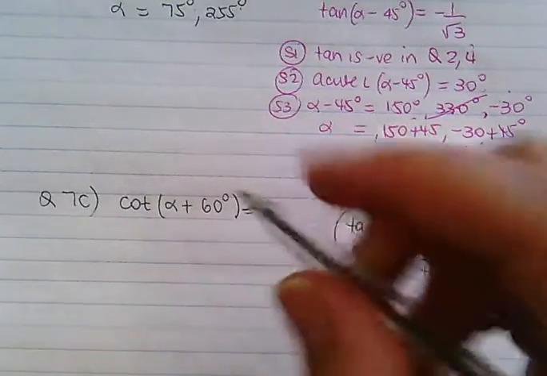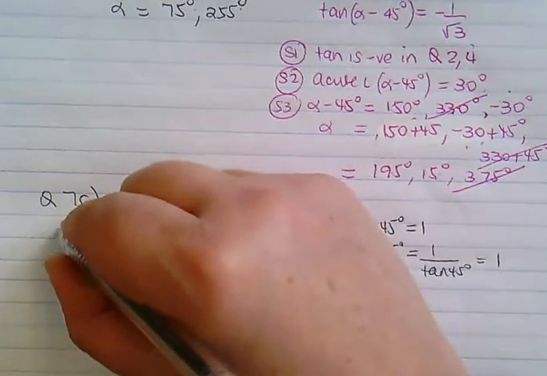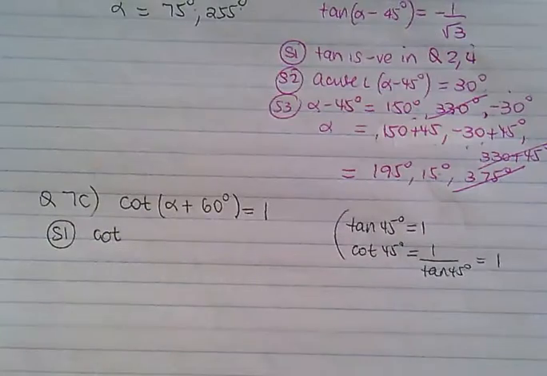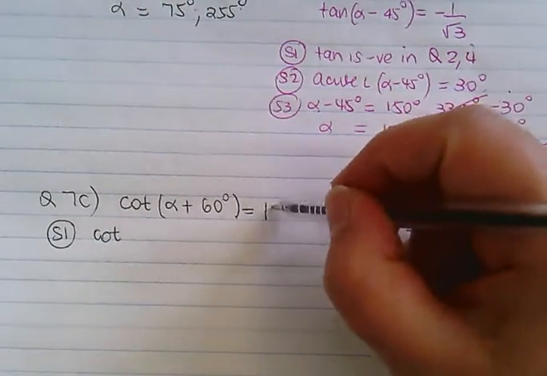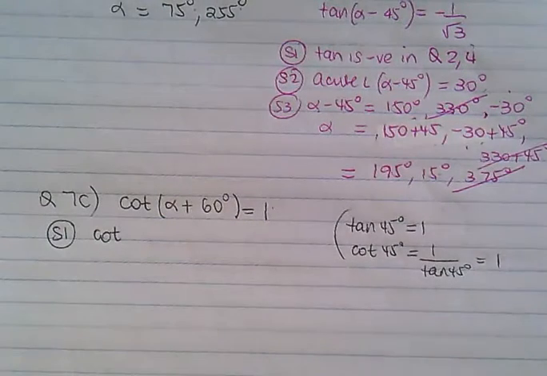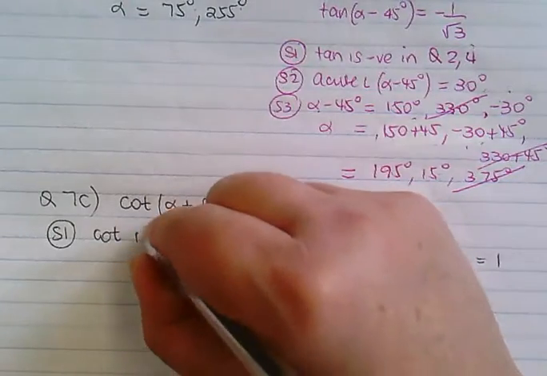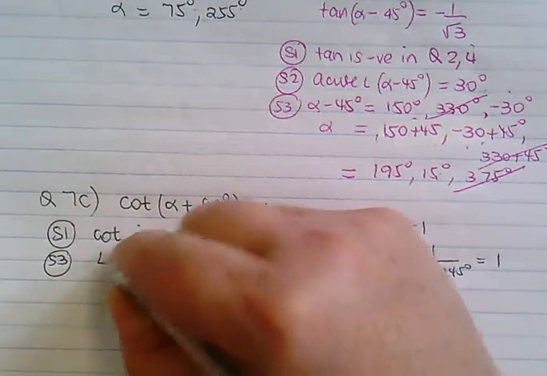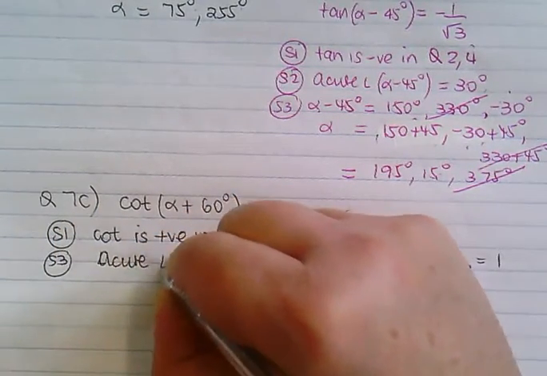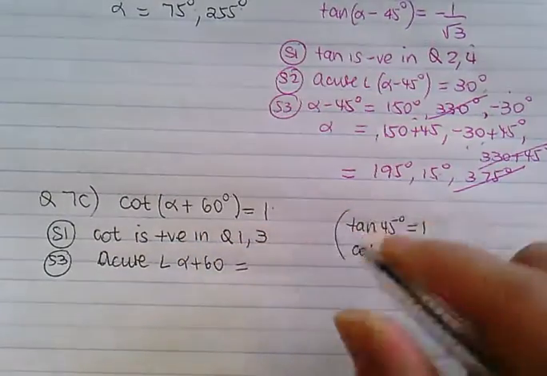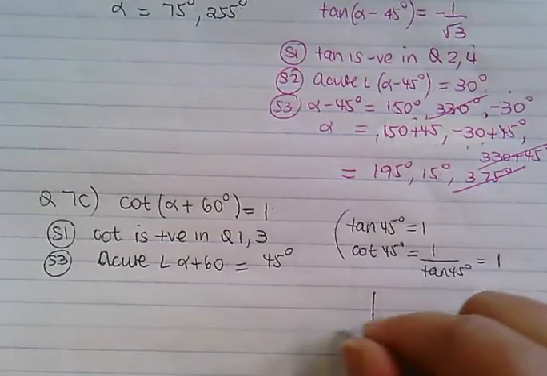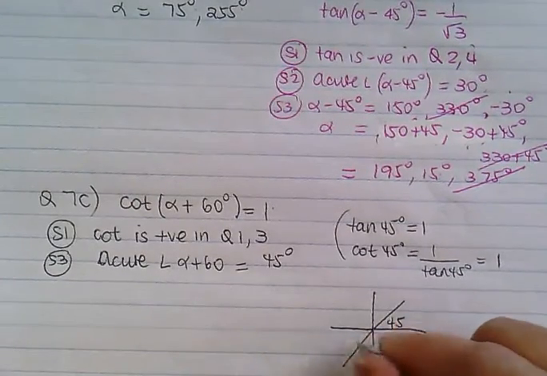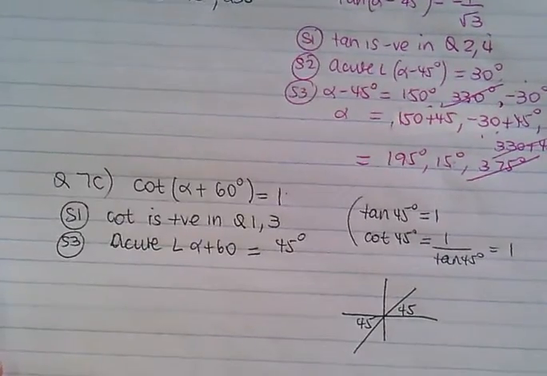Okay. So anyway, let's just do quadrants first. So cot will be positive. Cot is positive. This is not a negative one. This is a positive one. Cot is positive in which quadrants? 1 and 3. It's like tan. So cot is positive in the same quadrants that tan is positive. So cot is positive in quadrants 1 and 3. So our acute angle, alpha plus 60, is what? 45 degrees. So we've got quadrants 1 and 3 with 45 degrees.